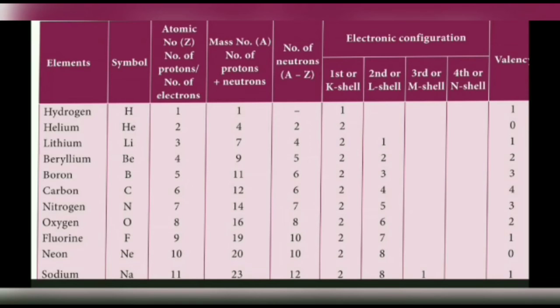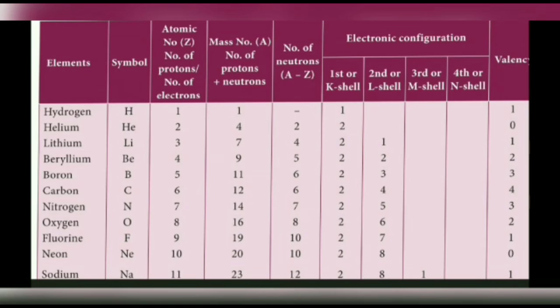In helium, in the first shell there are only 2 electrons, the capacity is only 2 electrons. So the atomic number is 2, number of protons 2, number of neutrons also 2. Therefore the mass number is 4. In this first shell there are only 2 electrons, and the capacity is only 2 electrons. Therefore all are completely filled. Therefore valency is equal to 0. Do you understand?